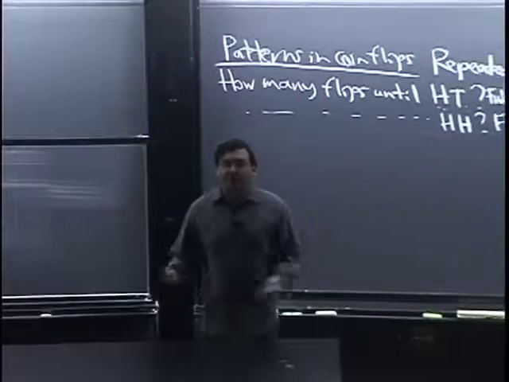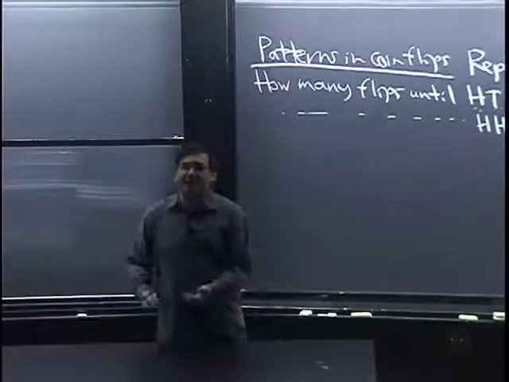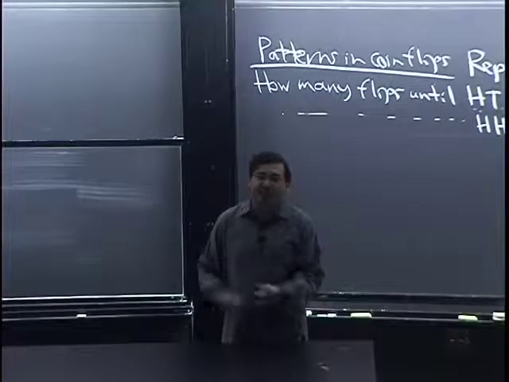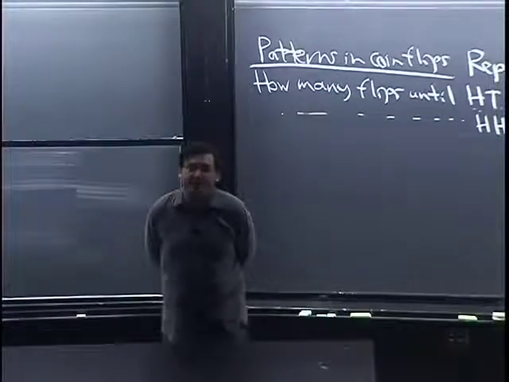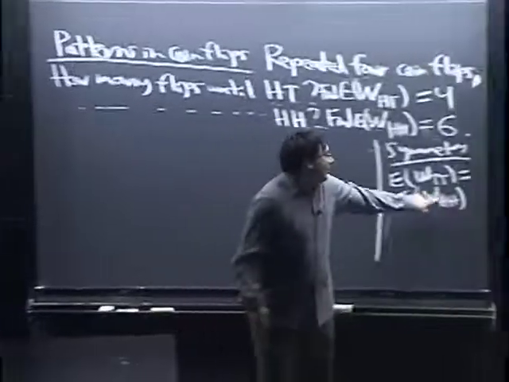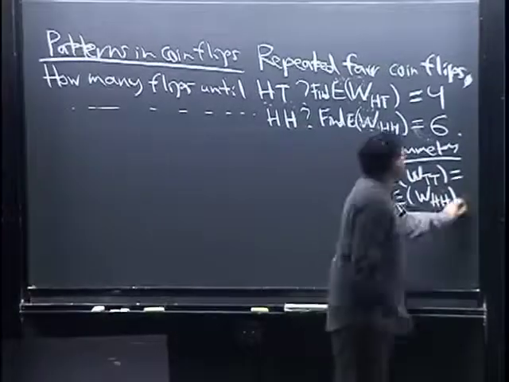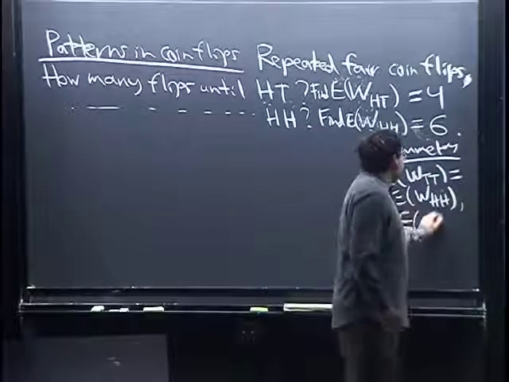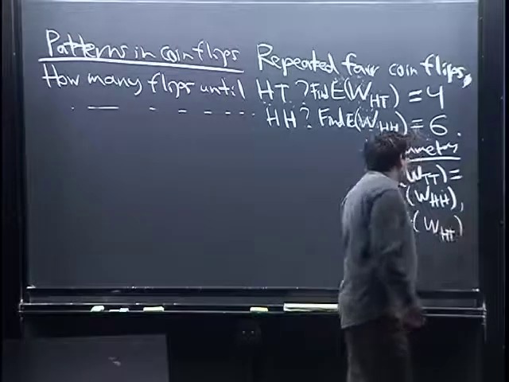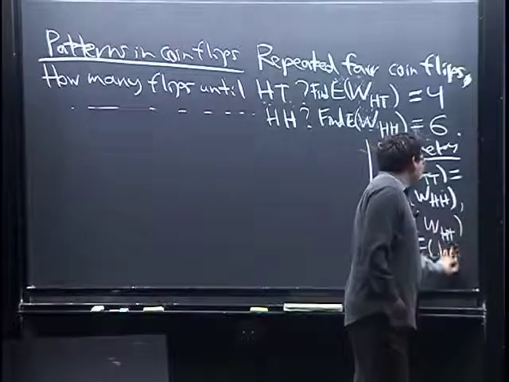Because the coin says heads on one side, tails on the other, but you could have relabeled it. It's the same problem, again, just with a different labeling. So that's symmetry, that I'm interchanging heads and tails. Similarly, we know that E of WHT equals E of WTH.